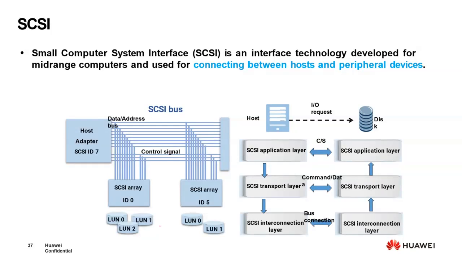Okay, if you remember, in chapter 2 we talked about JBOD. You remember JBOD in chapter 2? JBOD is used to connect multiple physical hard disks to a server, right? So if you go back and check that diagram, in between we have the SCSI bus.